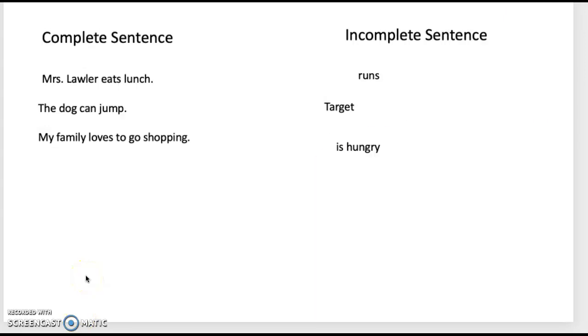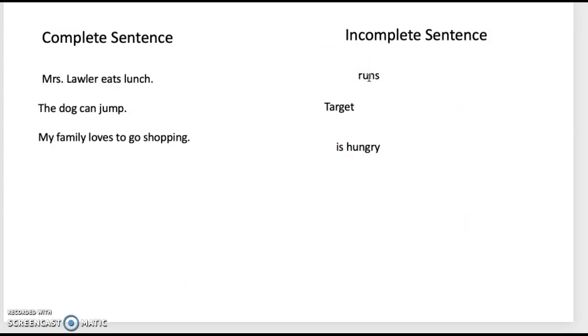All right, what I've done here is I've sorted sentences into what is a complete sentence and what is an incomplete sentence. Incomplete sentence means it's not a full sentence. It's not a full thought. It means it doesn't have the naming and the telling part. So let's look at the incomplete first. Runs.